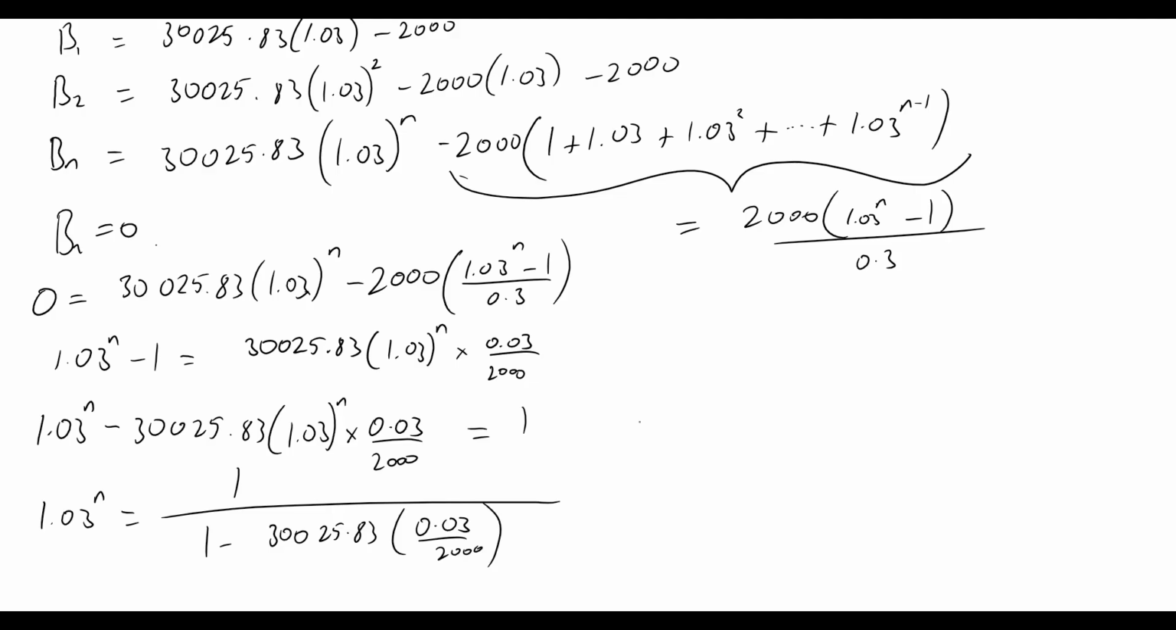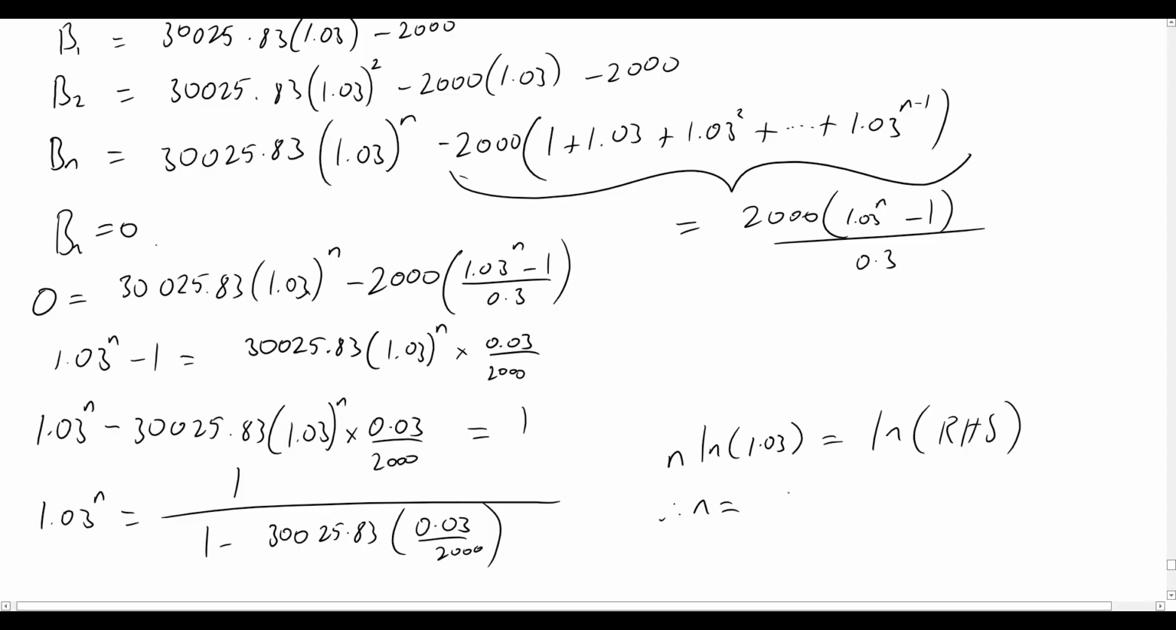Okay, so now to figure this out, all we'll end up doing is taking the natural log, and so taking the natural logarithm of both sides, we now end up with n times the natural log of 1.03 is equal to, I'm just going to write the natural log of the right-hand side. Okay, so then therefore n equals the natural log of the right-hand side over the natural log of 1.03. And so what we get finally is a value of about 20.25 years.